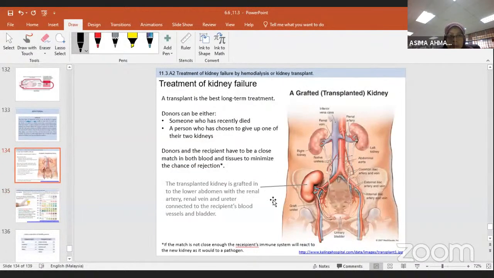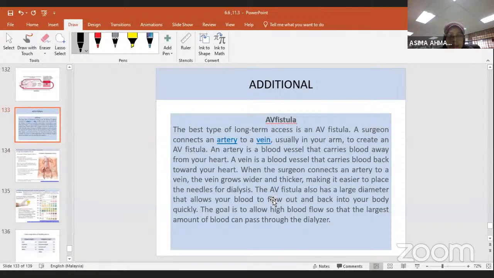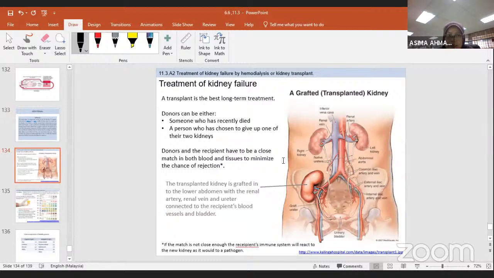Alright, and then next, what we discussed earlier was hemodialysis. So next is kidney transplant. So this is about kidney transplant. You can see a grafted or transplanted kidney put here, placed here.